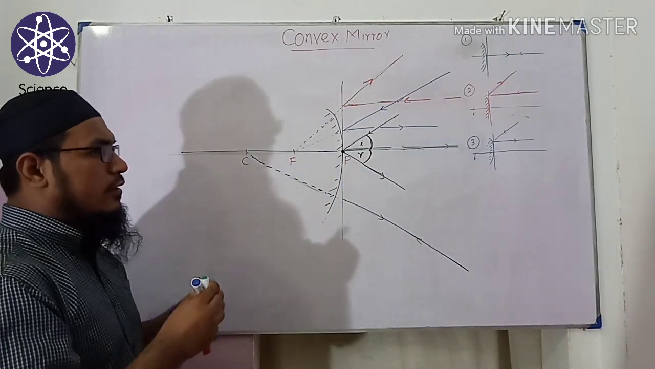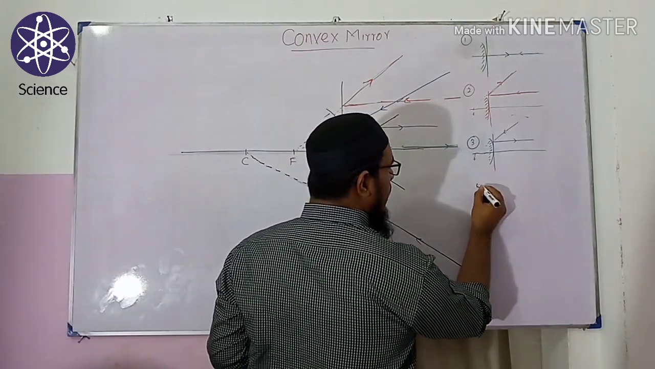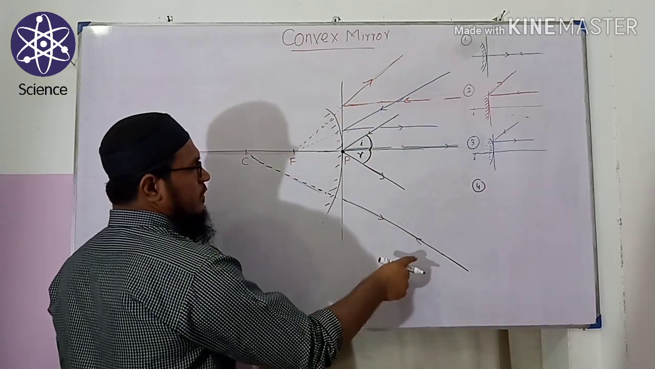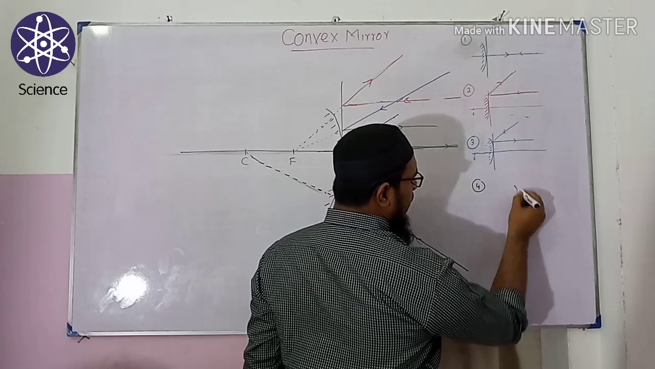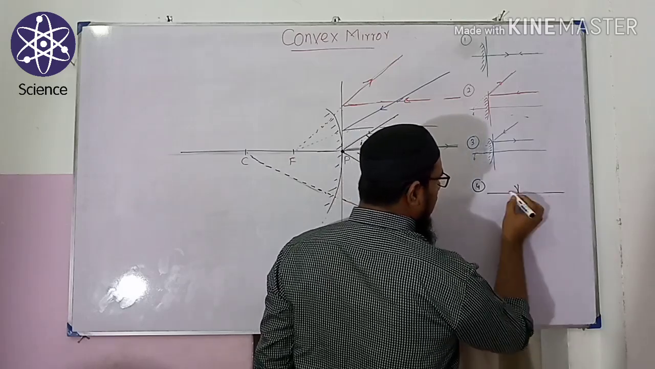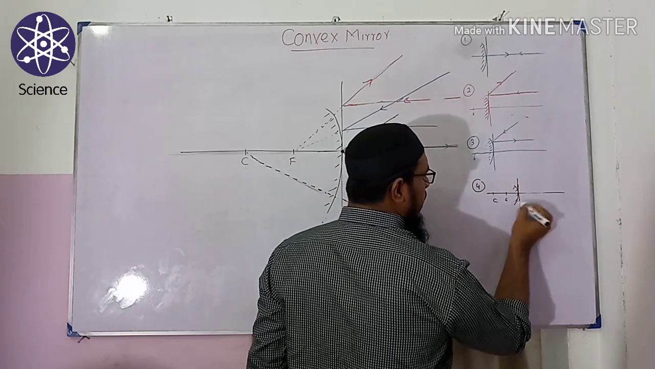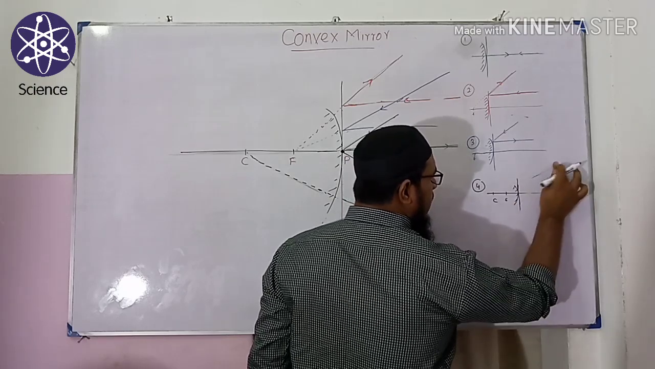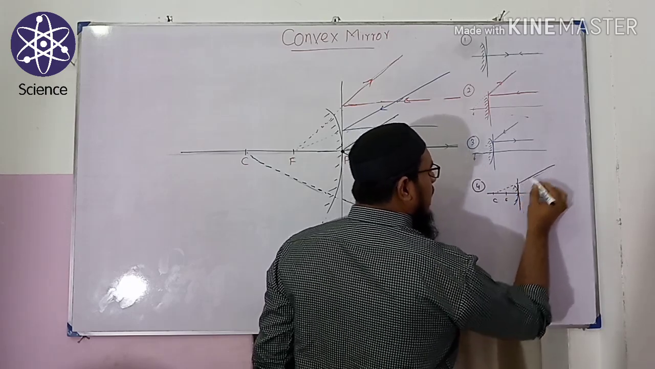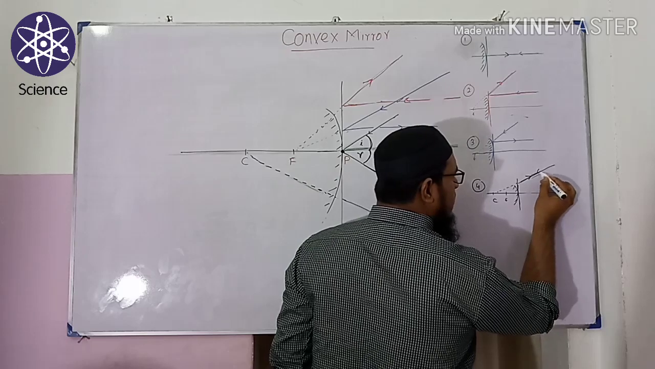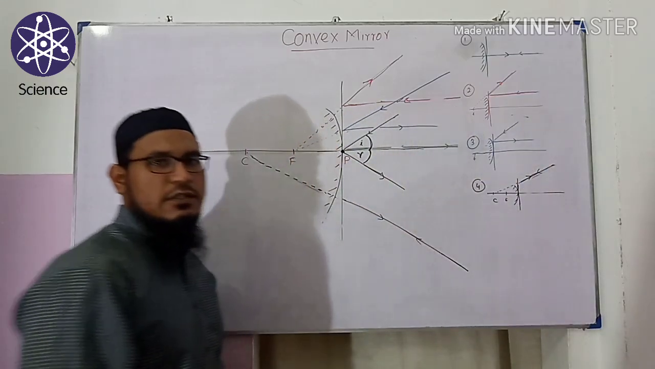Then the fourth one is this situation, traveling towards the center of curvature. So I can draw it in this way. Focal point, center of curvature, and a ray traveling towards the center of curvature. As if going to the center of curvature, it will get reflected back along the same pathway. Towards the center of curvature, along the center of curvature.